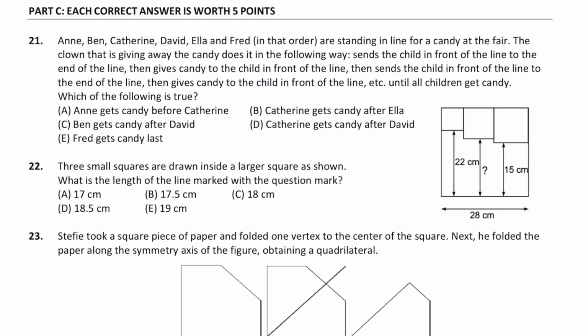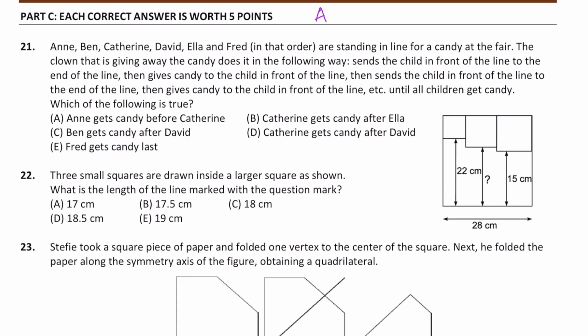So let's do the scenario in our head, okay? We have Anne, we have Ben, Catherine, David, Ella, and Fred. I'm just taking their initial name. So because Anne is standing in front of the line, the clown will be like, go back to the back of the line. Ben will get a candy, right? So let's look at Ben's scenario. Ben gets candy after David. Well, David is still standing in the line, so no. Because Ben got a candy, Catherine is going to go to the back. And David is going to receive a candy.